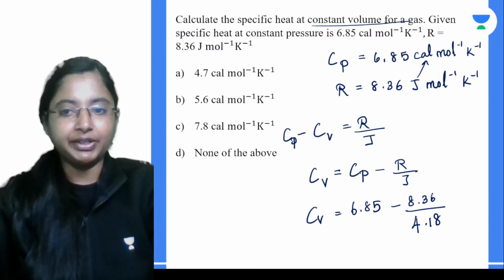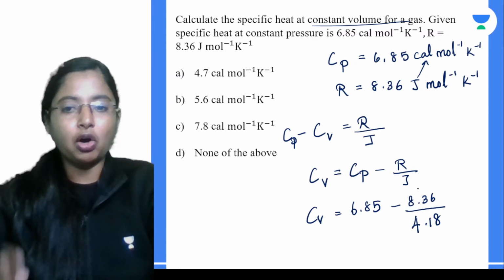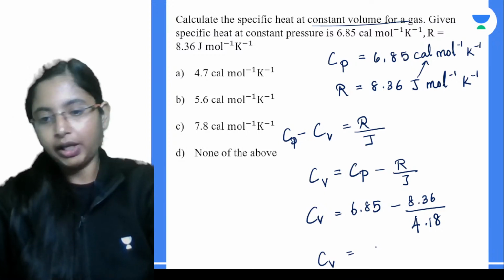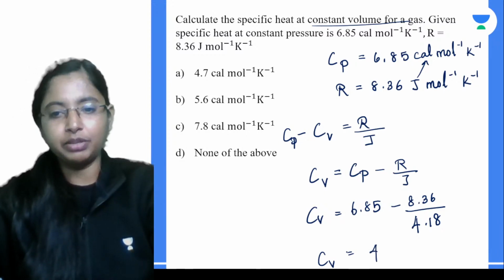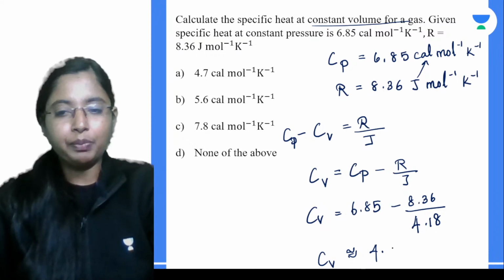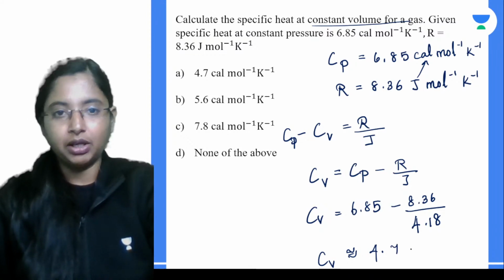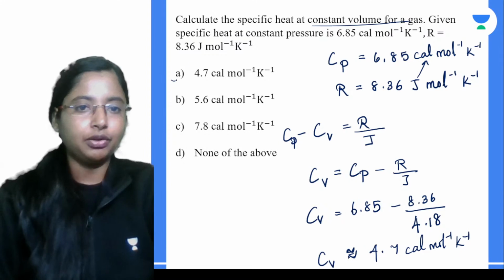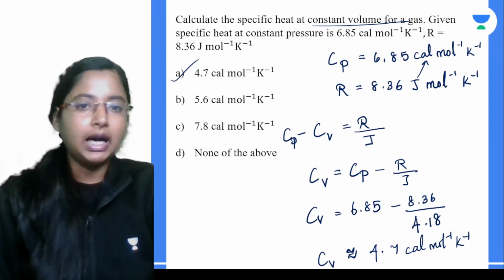calorie per mole per Kelvin. If you solve all of this, we will get this particular Cv value to be approximately close to 4.7 something. The unit will be calorie per mole per Kelvin. So this is an approximate value, not an actual value. Approximately close to 4.7.